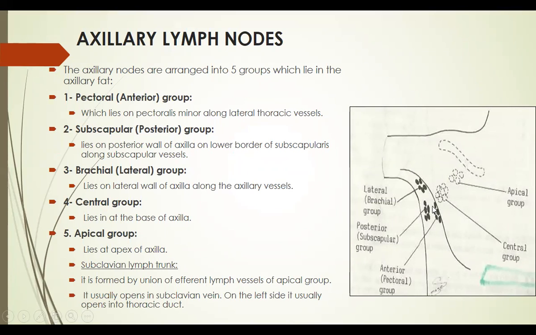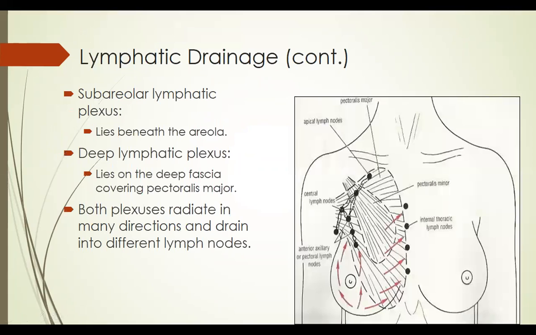Okay, so they form a plexus before they drain into these groups of lymph nodes. They form a subareolar plexus, just like the veins form a plexus around the mammary gland. Similarly, there is a plexus around the areola called the subareolar lymphatic plexus, and they drain into the lymphatic plexus, and from there into the different groups of lymph nodes.